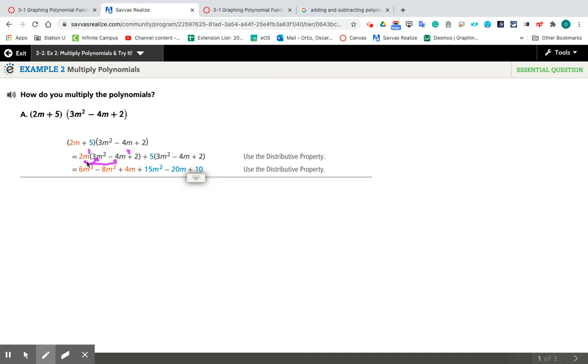So now you're missing positive times positive, which is positive, 2 times 2, which is 4, and you only have one variable, so you write it over m. Then you do the same thing with the 5. 5 times 3, 15m to the second power.